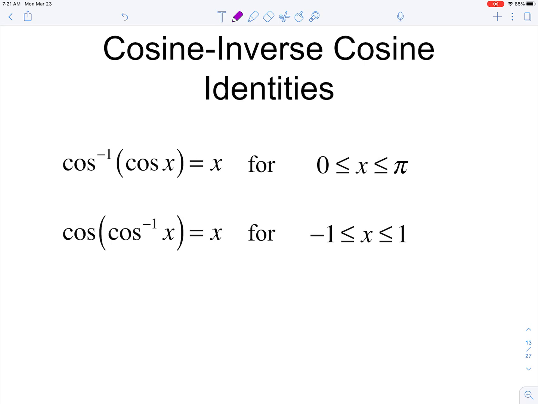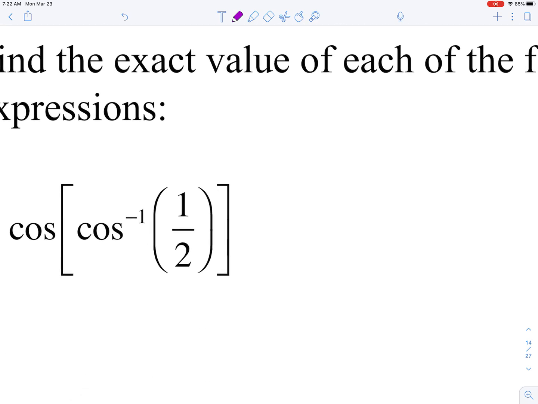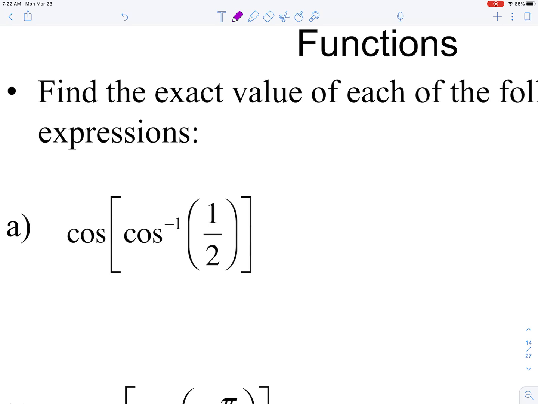Okay, works the identity here. So when you think about composing inverse cosine with cosine, and cosine with inverse cosine, it should be equal to x for the domain of the inside function. Works the same as the identity did for sine. Now, 1/2 is between negative 1 and 1, therefore the identity would hold here.